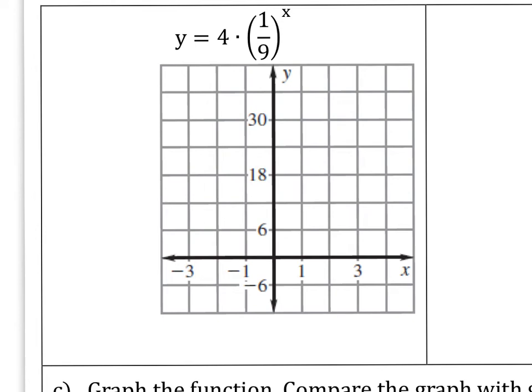Okay, and for this one, plot 2 points: (0, 4) and (-1, 36). Okay, so (0, 4) is about here, and (-1, 36). This is 36.